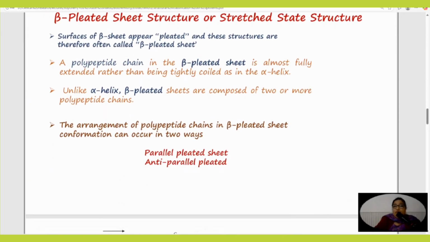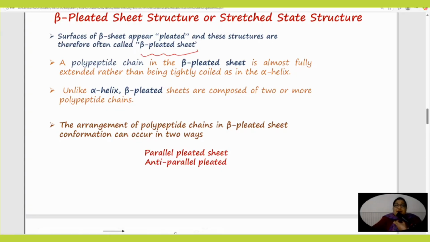Now moving on to another structure, which is the beta pleated structure, or you can say this structure is the stretched structure, है ना. इसमें आपकी क्या हो जाती है, stretching is there. So the surface of the beta sheet appears as a pleated structure, and these structures are often called the beta pleated sheets.